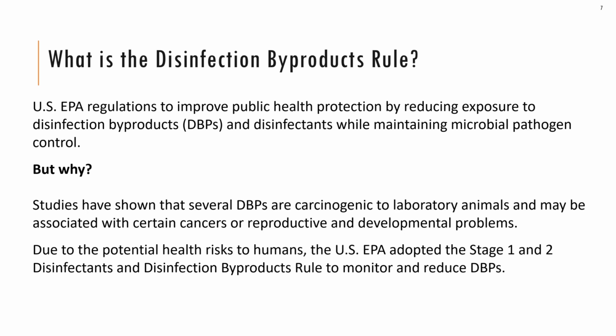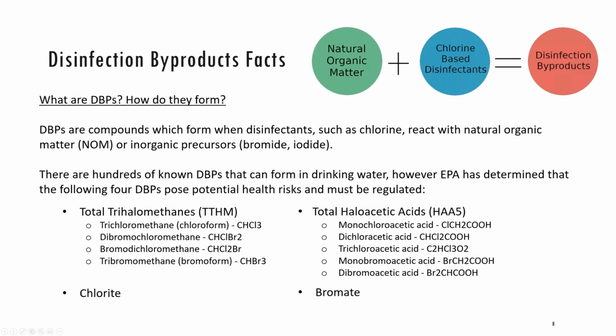So due to these potential health risks to humankind, the US EPA adopted the Stage 1 and 2 disinfectants and disinfection byproducts rule to monitor and reduce DBPs to protect the public health. So I'll go into more details about both of these rules in a few slides. But before we do, let's go over what exactly DBPs are and how they form.